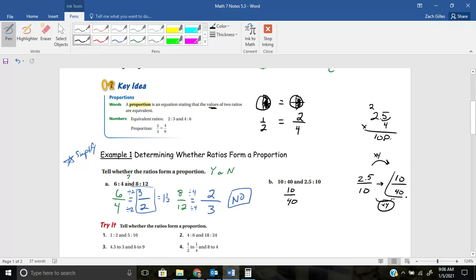Well, look at that, 10/40ths and 10/40ths. Do they have the same value? Definitely. Yes, they form a proportion, right?